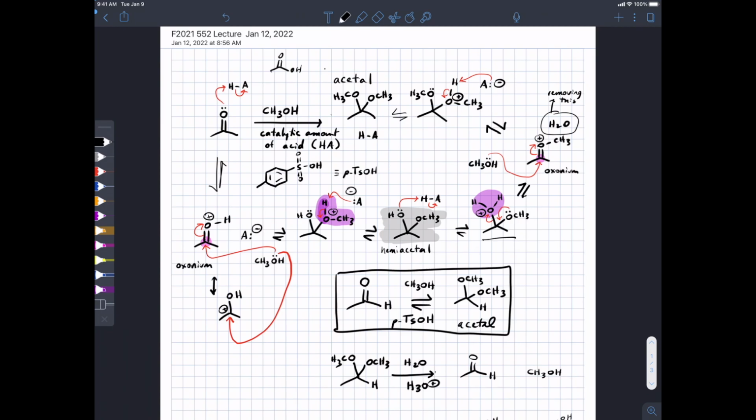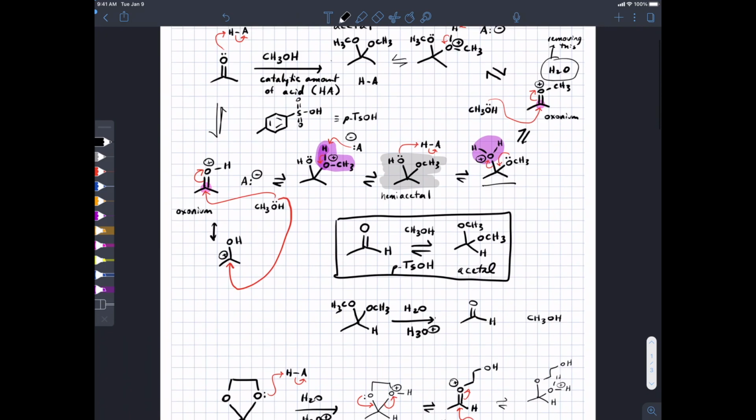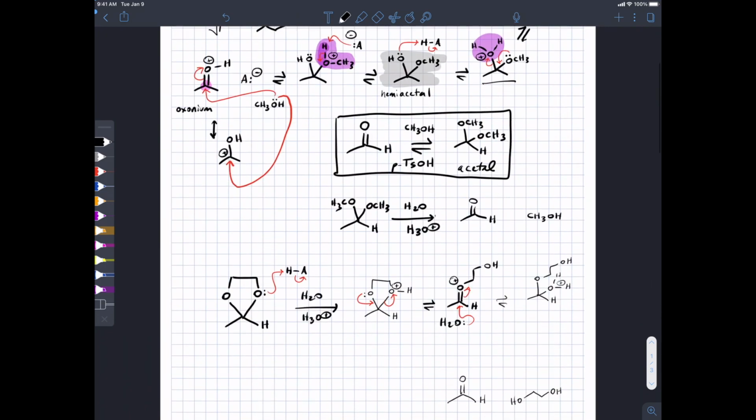What else? Yeah? The reverse reaction, do you need an acid at all, or just hydronium? Hydronium is an acid, but in water. So the key for going forward is you're using a solvent that's not water and you're removing water to drive the equilibrium forward. You want to go backwards, just use an acid in water.